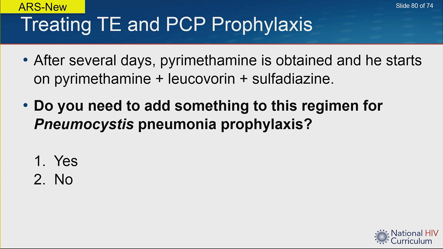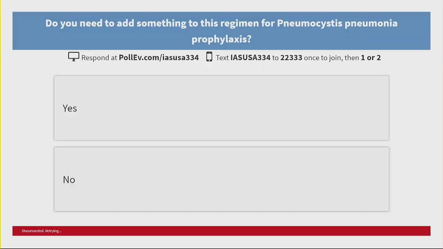Okay, now, follow up on this person. After several days, you do get the pyrimethamine, and you put them on the preferred first-line OI guideline recommended regimen of pyrimethamine plus leucovorin, because of the bone marrow suppression from pyrimethamine, and sulfadiazine. Now, do you need to add something else to this regimen for pneumocystis prophylaxis? So you had them on high-dose Trimsulfa. That was taking care of the pneumocystis prophylaxis for sure. But do you need to use pneumocystis prophylaxis now? What do you think? Yes or no?